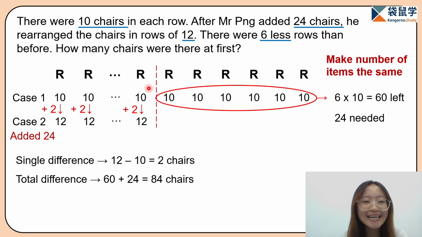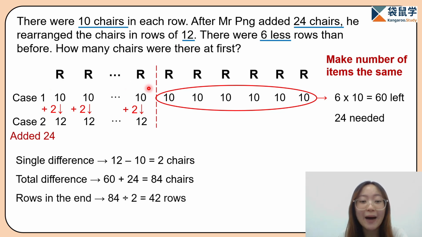We can take 84 divided by 2, and that will give us 42 rows. So these 42 rows were the number of rows for case 2. And we can also call it the rows in the end. So what we did was find the number of rows by taking the total difference divided by the single difference. This is an important formula for excess and shortage questions.